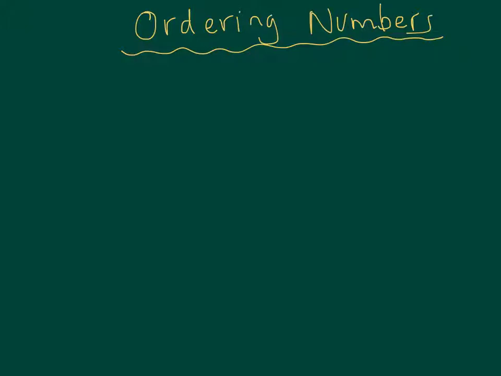So here we go. Let's try 2,351. And I'm going to try 4,395. And let's try 2,398. All right, so we're ordering numbers. That means we have more than just two, so we have 3 numbers. So let's try this out again.